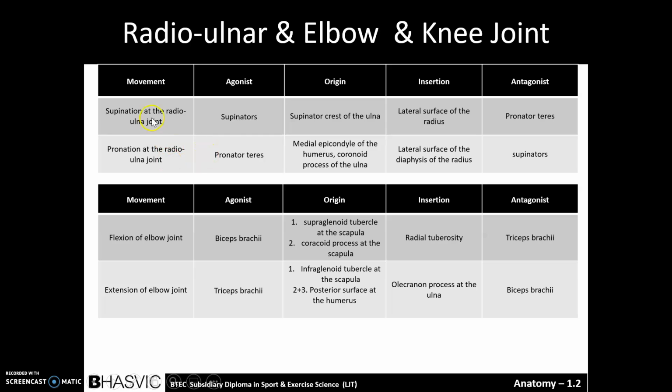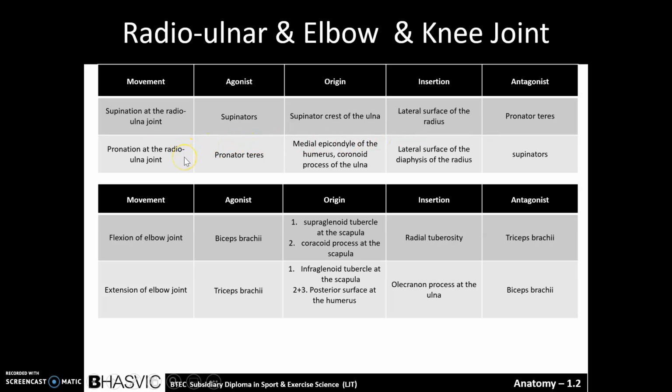At the radio-ulnar joint here, supination occurs with the agonist being the supinators, and the origin of this would be the supinator crest of the ulna. The insertion of the supinators would be the lateral surface of the radius, and the antagonist of the supinators would be the pronator teres.